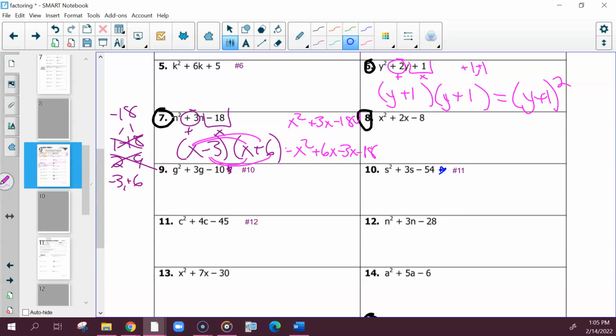So if you have a positive and a positive, both of your factors are positive. If you have positive, negative, one of your factors is going to be negative, and the smaller number is going to be the negative. That rule would always apply for these.